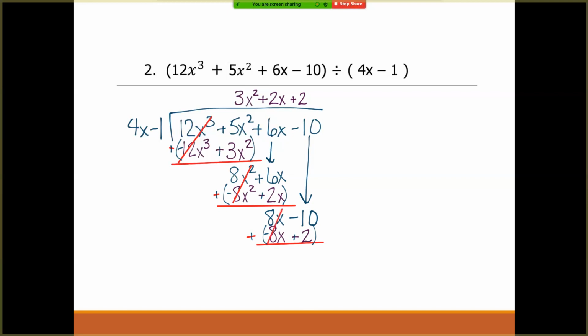Negative 8x and positive 8x cancel. When I add negative 10 plus 2, that gives me my remainder of negative 8. I know it's the remainder because it's a constant. It's just a number by itself. Then I'm going to go up and write my remainder in my problem. So it's minus, I'm going to write minus, and then my fraction 8 goes on top. 8 never got divided by the 4x minus 1.